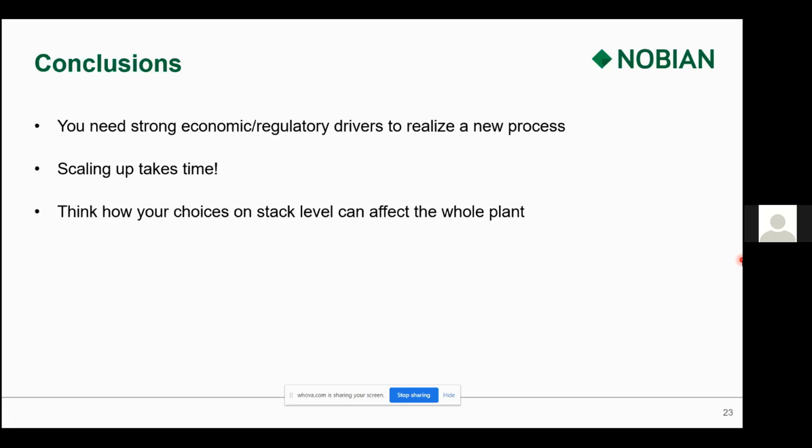And it's really important to think about how the choices you make on a stack level influence your complete plant in the end. So for example, the temperature and pressure at which you plan to operate really influence how you make your design. Also the concentration at which you produce your product. If it's too low, you will have a horrible separation train.